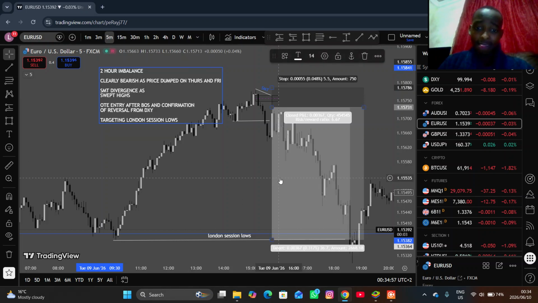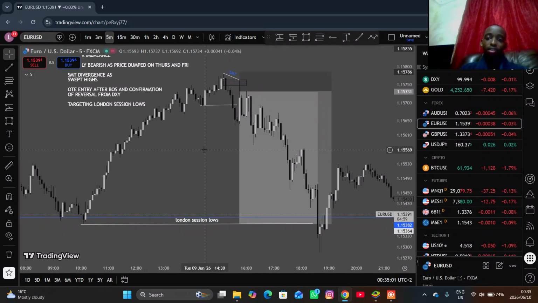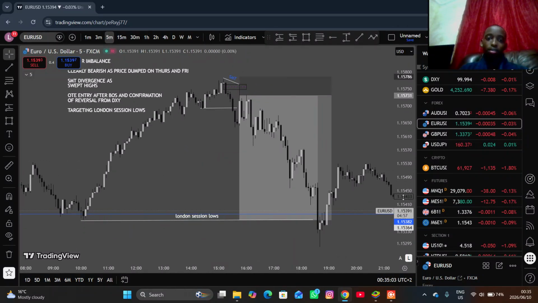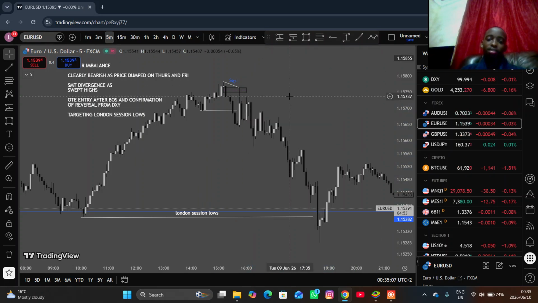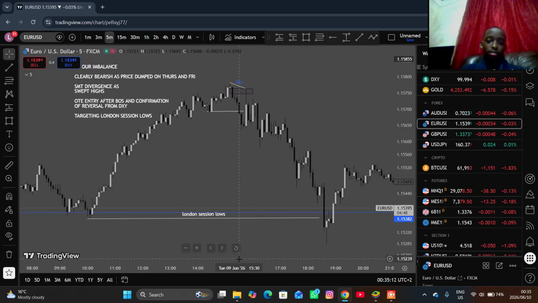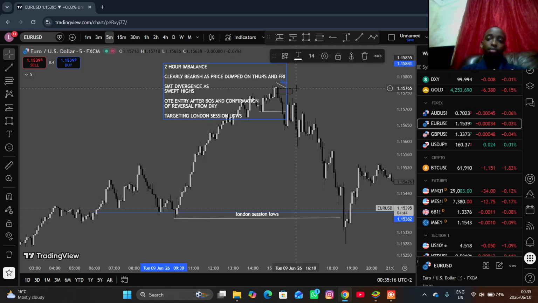Yeah. So that was a trade. We were targeting the decision lows. So that's all I've got for the day. Just delete everything. So it's a clear downtrend. Targeting these lows, like this is an A plus setup for me.